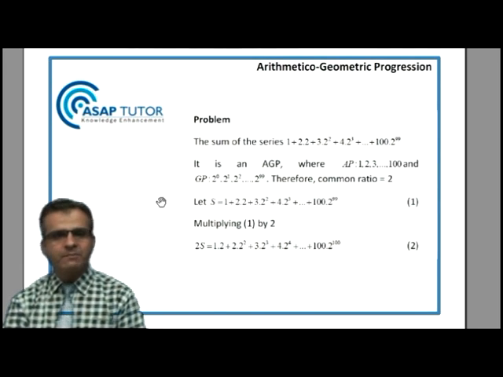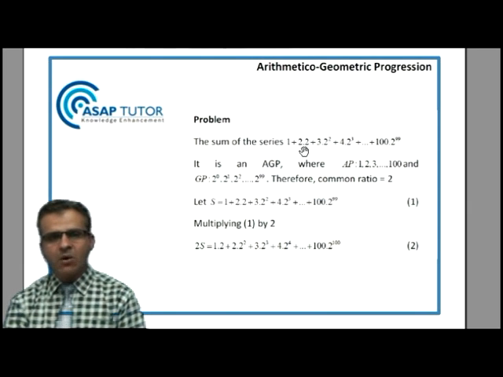Now let's take one problem. Here we want to find the sum of 1 plus 2 into 2 plus 3 into 2 square plus 4 into 2 cube plus so on up to 100 into 2 raised to the power 99. Now this one is an AGP, because here 1 we can write as 1 into 1, further as 1 into 2 raised to the power 0. The second is 2 into 2 raised to the power 1, 3 into 2 raised to the power 2, 4 into 2 raised to the power 3.